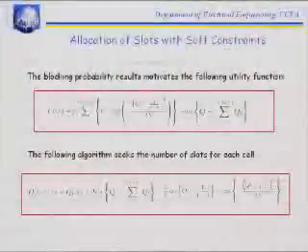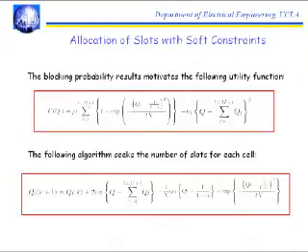Wait, what's the N there? N is the number of nodes in the cell. And L is the cell number. q_L denotes the number of slots for cell L. Each cell L has N nodes, and each cell L is given q_L slots.